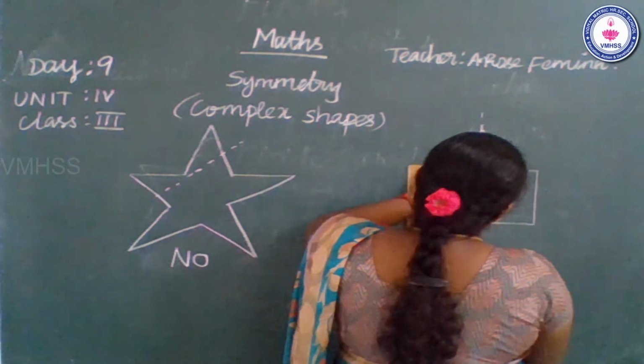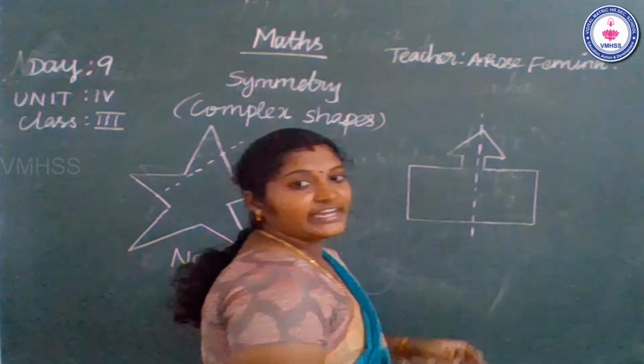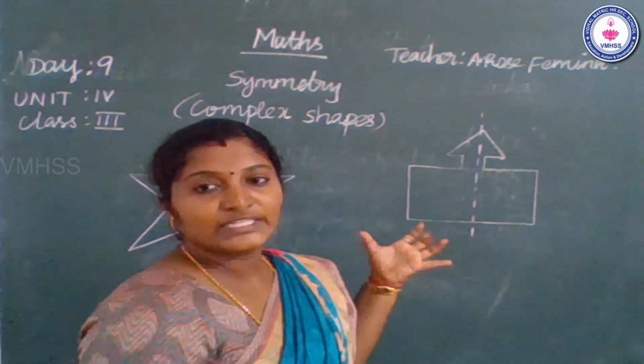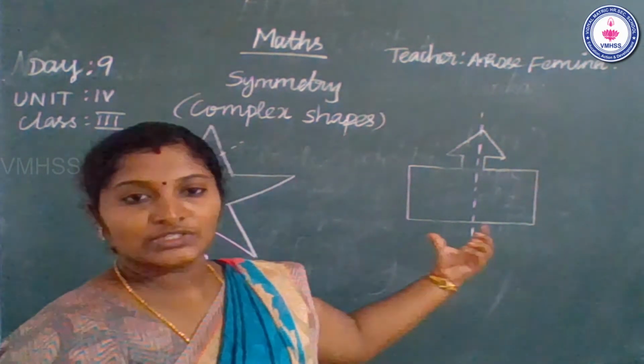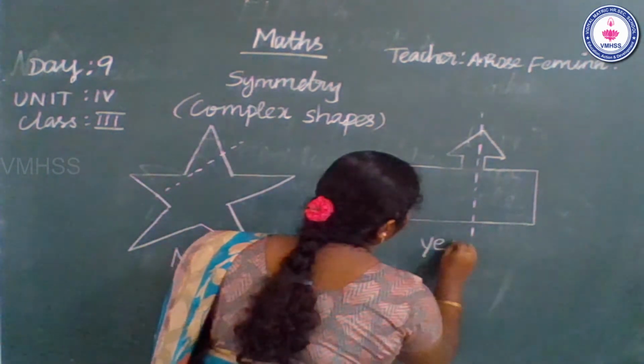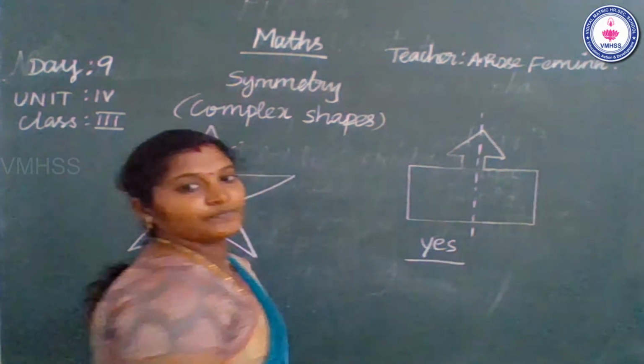So this is a mirror image divided by a line. This is a mirror image. This is the line of symmetry. So this is the correct answer. So you take a pencil and write yes.